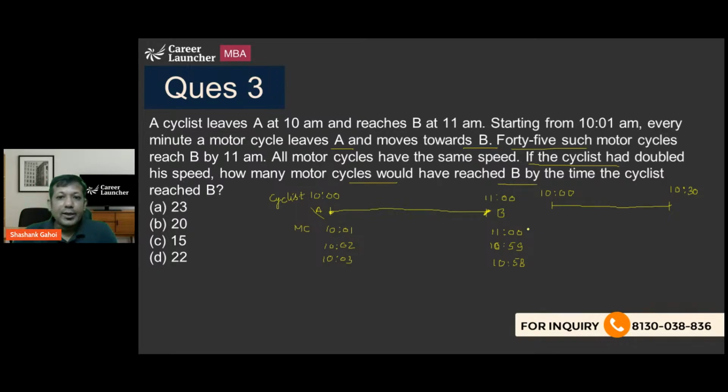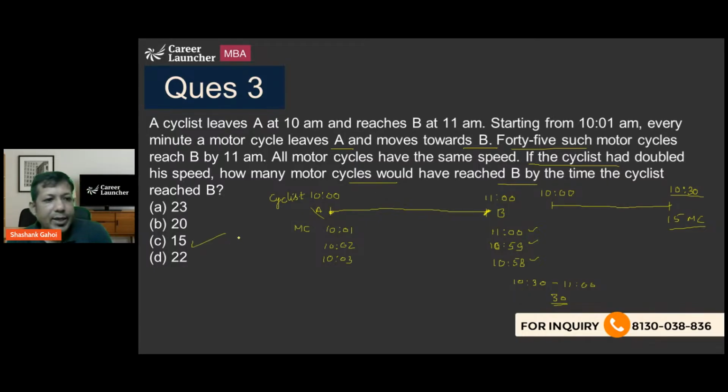Okay, so one reached at 11 o'clock, 10:59, 10:58 and so on. From 10:30 to 11 o'clock, how many motorcycles are going to reach B? There are going to be 30 motorcycles. It means that after 10:30, 30 motorcycles are going to reach from 10:30 to 11, because after every 1 minute one reaches B, and the total 45 are reaching. It means by 10:30 there are going to be 15 motorcycles that are going to reach point B.